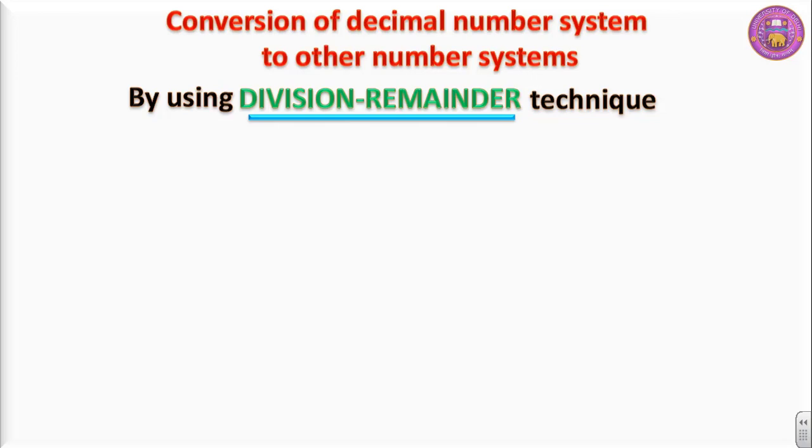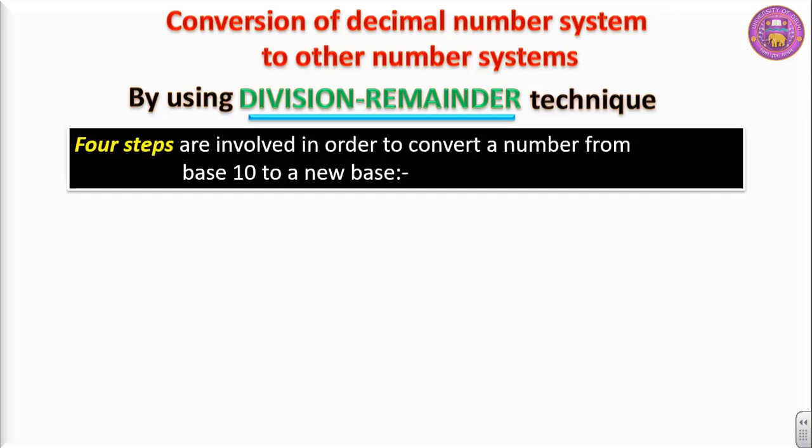We talk about that there are 4 number systems: binary, octal, decimal and hexadecimal. In this particular lecture, we will talk about conversion of decimal number system to other number systems. We will be making use of the division remainder technique. In the case of the division remainder technique, there are 4 steps which we need to follow to convert a number from base 10 to a new base.